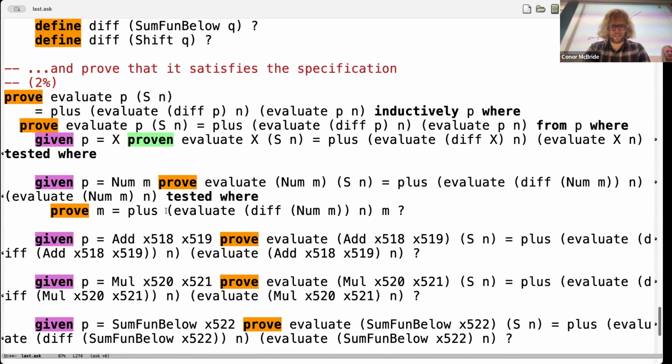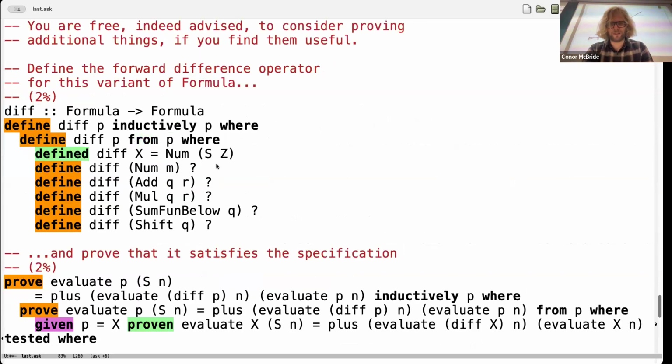And now I see that I need to define the diff of num of M in such a way that when you evaluate it and add M to it, you should get M, right? So that really doesn't leave many options. If I choose anything but 0 here, I'm going to be in trouble, right? So far we've just picked numbers, and later we're going to see that that's not going to be enough. But these are the simple base cases where we can just pick numbers. So let's do that. So here I said that the diff of num M should be num of 0, right?